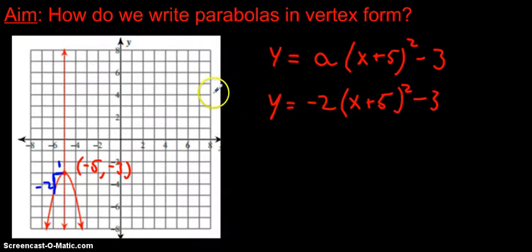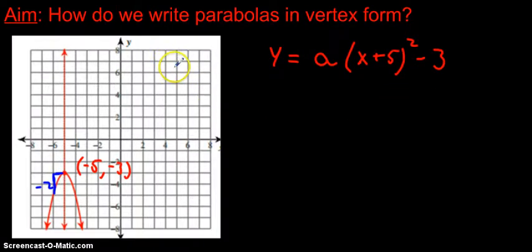Another way to identify a, which we're probably not going to do, and it's probably not going to come up in the trig regents, but I just figured I'd show it to you because it's interesting. So imagine we didn't know what this is. We assume it was a. We'll just call it a.